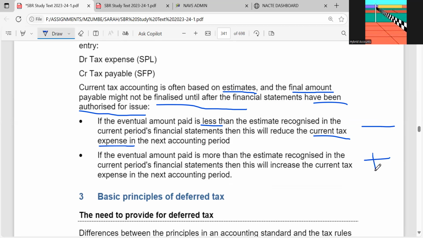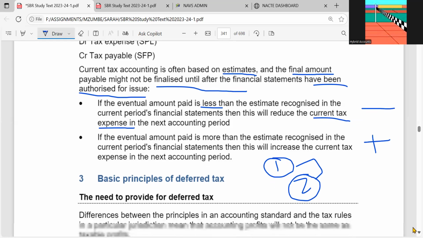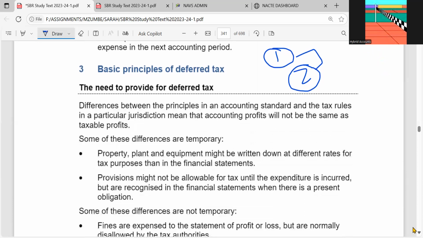You can usually see this maybe in the trial balance if it has been given. If not given, then you'll be given directly, right? So you have to know what happens. You should know the entries on current tax. The first one, record the provision amount. The second one, when you do pay, know the over or under provision and make the appropriate adjustment, just like that. All right, now we are on basic principles of deferred tax.